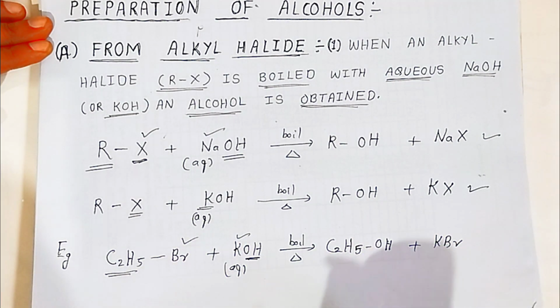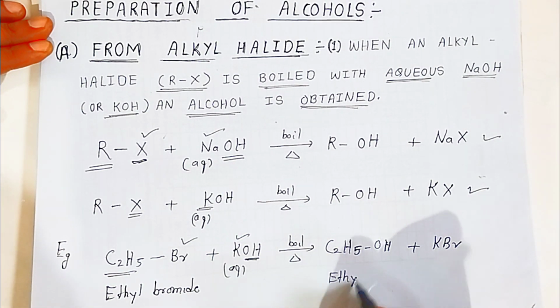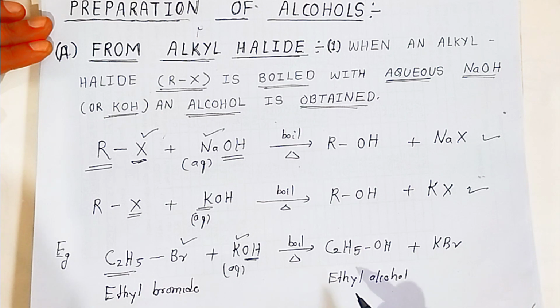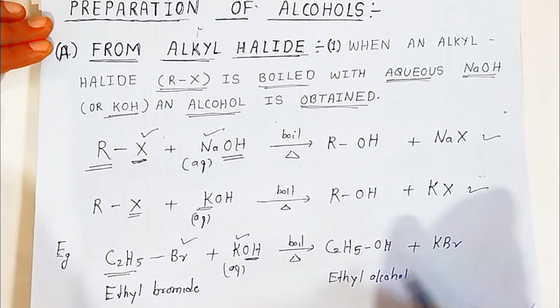Okay students, so this reaction is very important. So you have converted it into ethyl alcohol. In board examination, sometimes they may ask prepare ethyl alcohol from ethyl bromide, so you have to use aqueous KOH. So this way you can prepare ethyl alcohol.